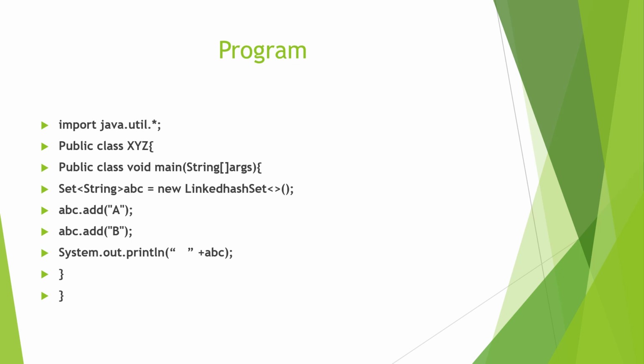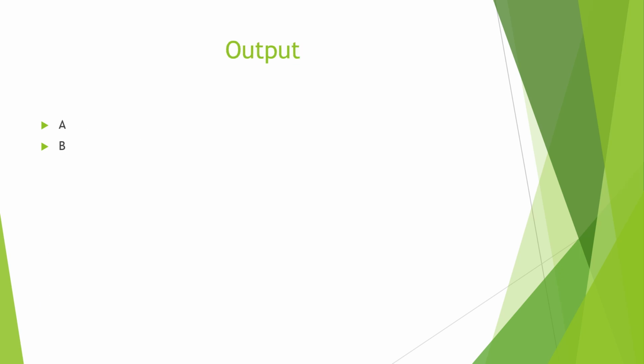So this is the program where first I have imported the packages like java.util. Then I have taken the public class where the name is xyz, and then a main function is started. After that I have created the set interface using the LinkedHashSet class, where I have given the name of the set as abc. Then I am implementing the add method, that is abc.add. This is how we have to write the command to add any element into the set, and then I am printing. So this is the output, A and B.